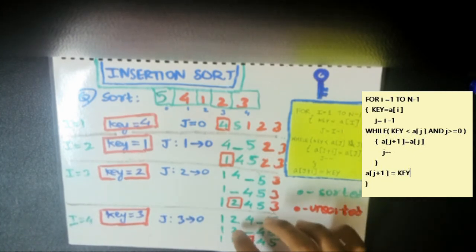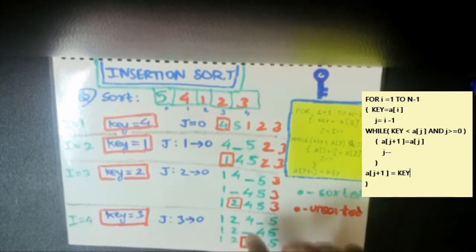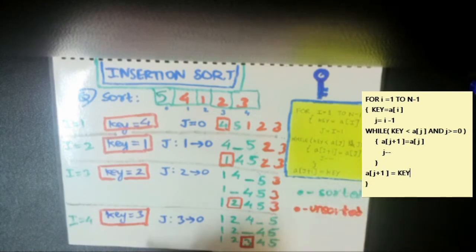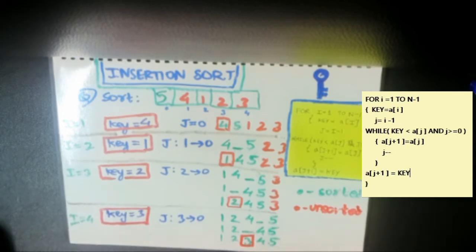And now is 3 less than 2? No, it is not. 3 is greater than 2. So we stop right there. Then we insert the key at the right position. That is 3 at the right position. And there you go. We've reached the end of the loop, and our sorting algorithm is complete. And all the elements 1, 2, 3, 4, 5 are sorted. Now let us try implementing this code and see if it works.